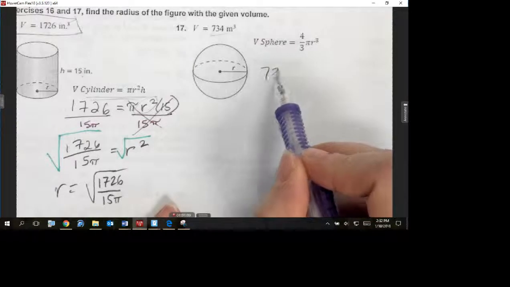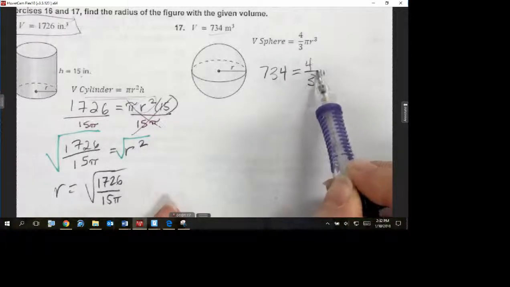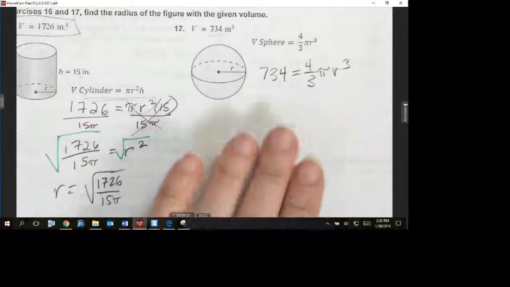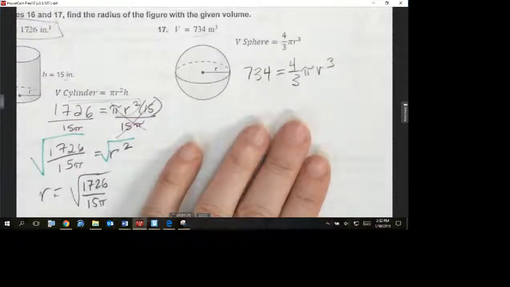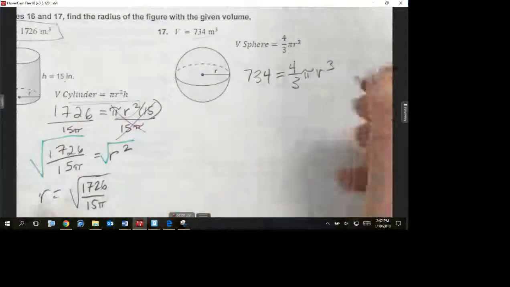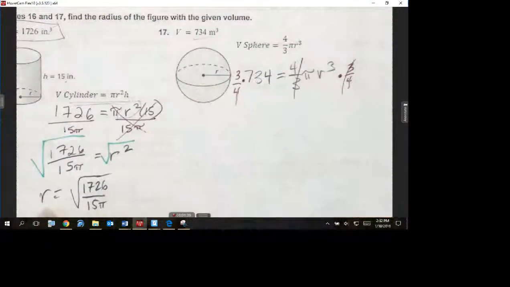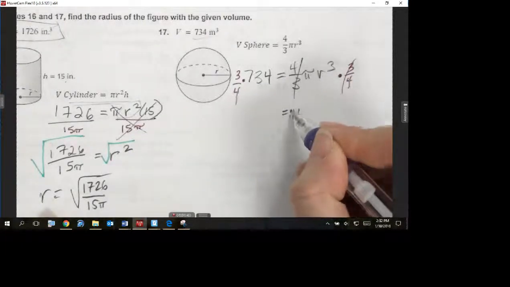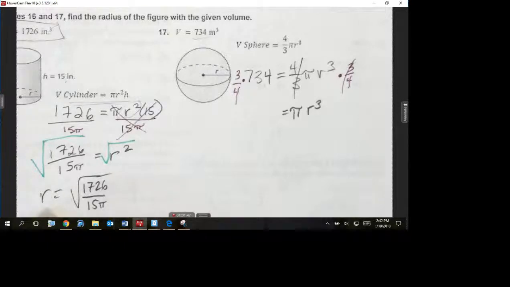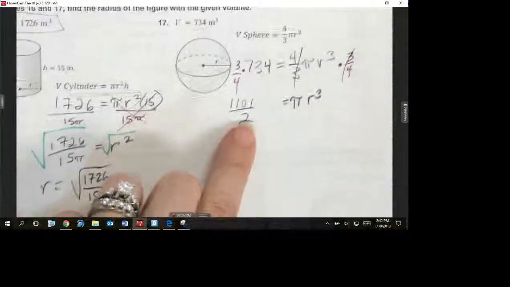All right, 734 is the volume, and then that equals 4/3 pi r cubed. So how do we solve that one? Yeah, we're going to have to get rid of 4/3, and we can't divide by fractions. So instead of dividing by a fraction, we multiply by its reciprocal. And you could use your calculator. Okay, so I got that.